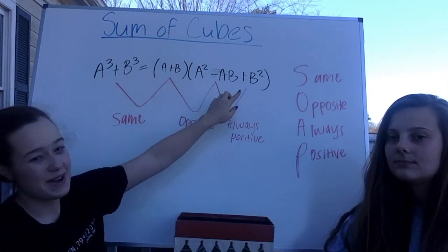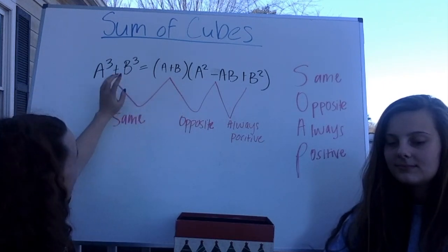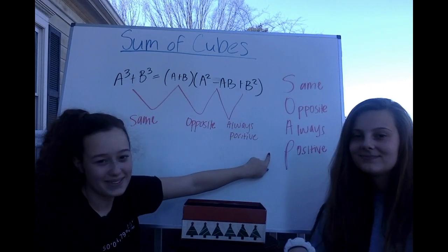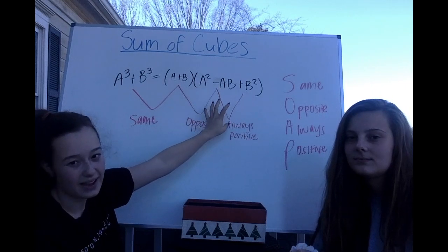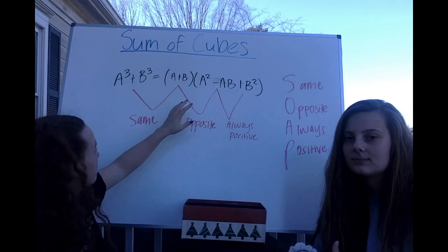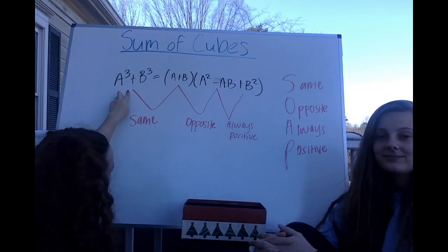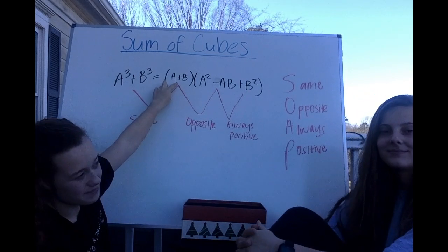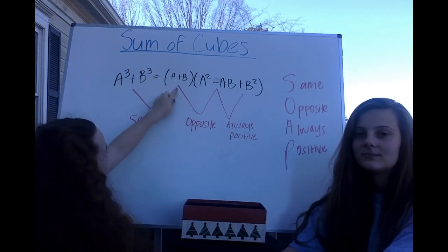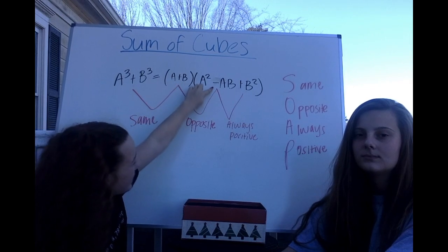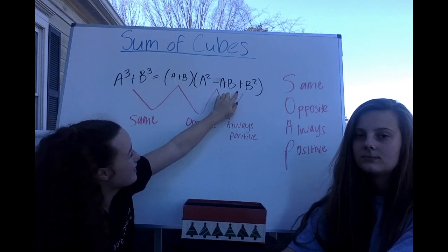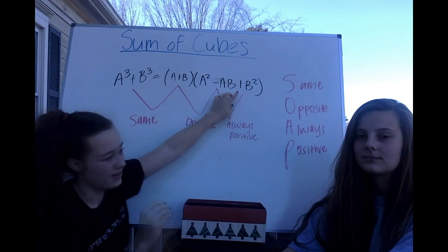So this is the format for what the problems will look like. We have this acronym here called SOAP about how the signs are in the problem. First, the same sign goes here. That's the S. And then the sign from here to there is going to be opposite. And then this sign over here is always going to be positive.